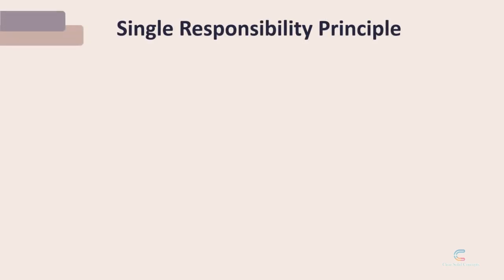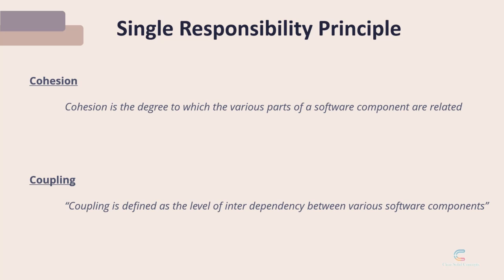So to sum up, we looked at two concepts, cohesion and coupling. We also saw how low cohesion is bad. Single responsibility principle always advocates higher cohesion. We also saw how tight coupling is bad. Single responsibility principle always recommends loose coupling. So, always aim for higher cohesion and loose coupling.